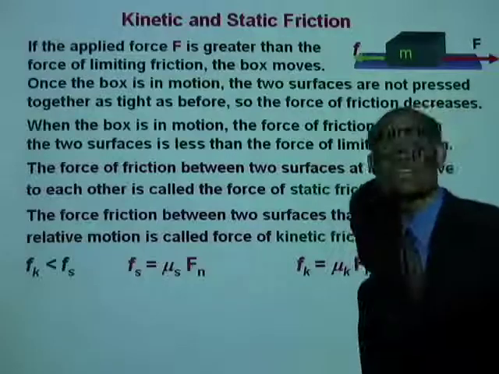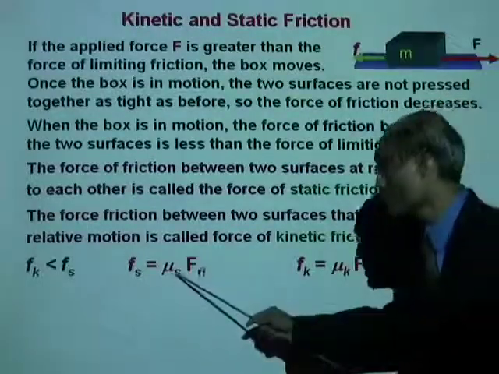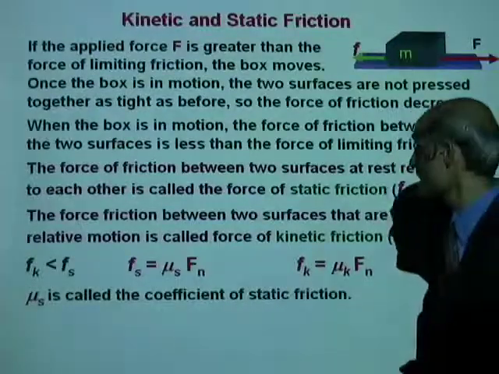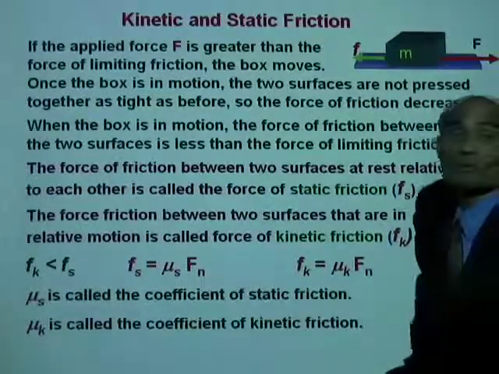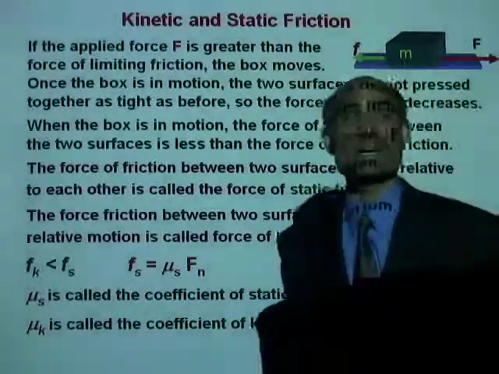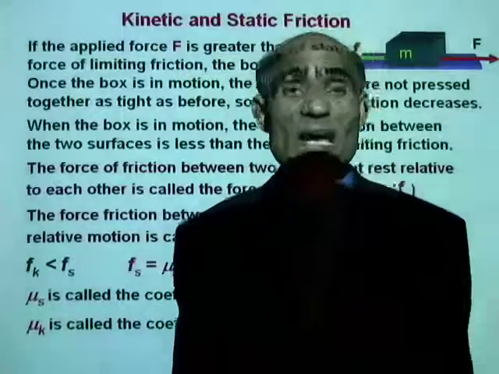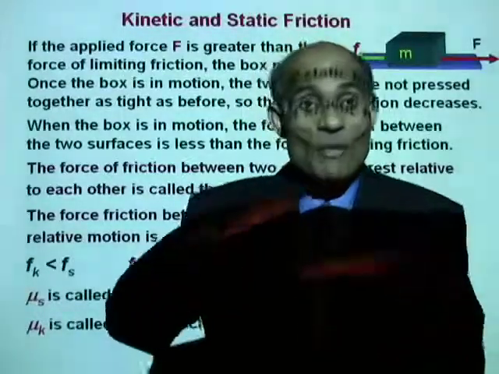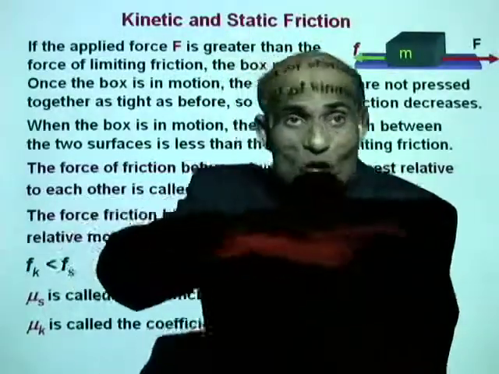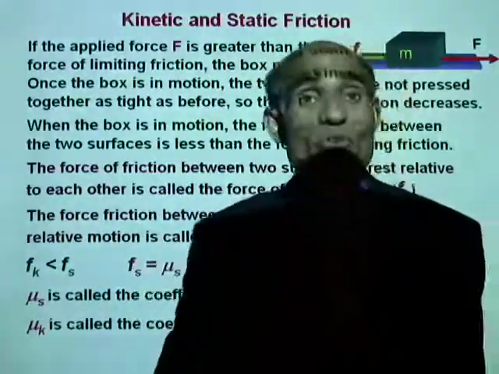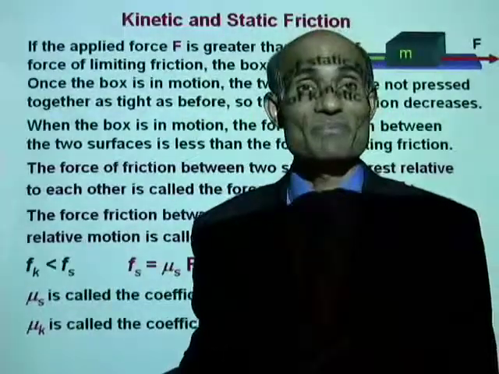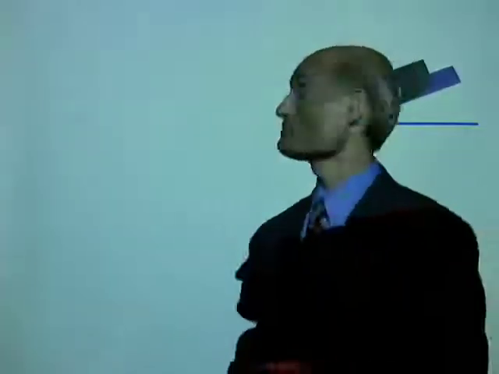Now, which of these is greater? Mu s is greater than mu k, or mu k is less than mu s. Mu k is less than mu s. Well, this is the case when the two surfaces are moving on a horizontal level. Now, what happens if you now place this box on an inclined plane? Alright, let's look at that now.